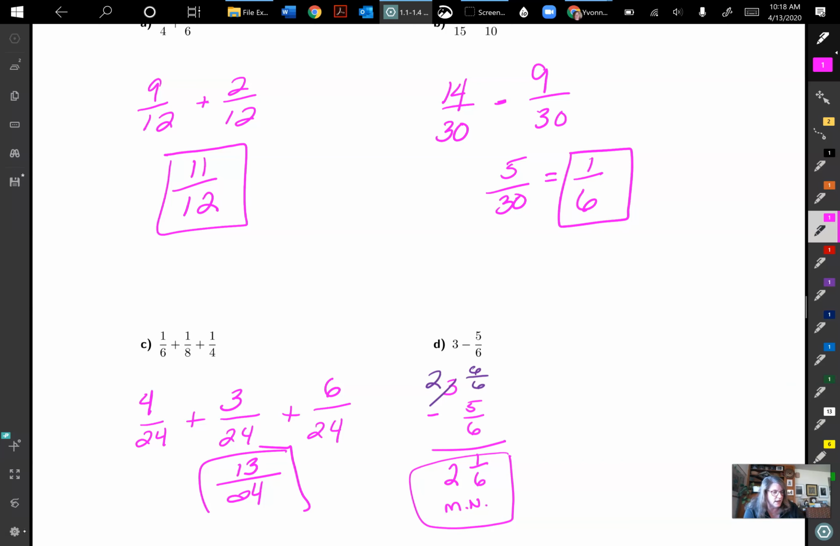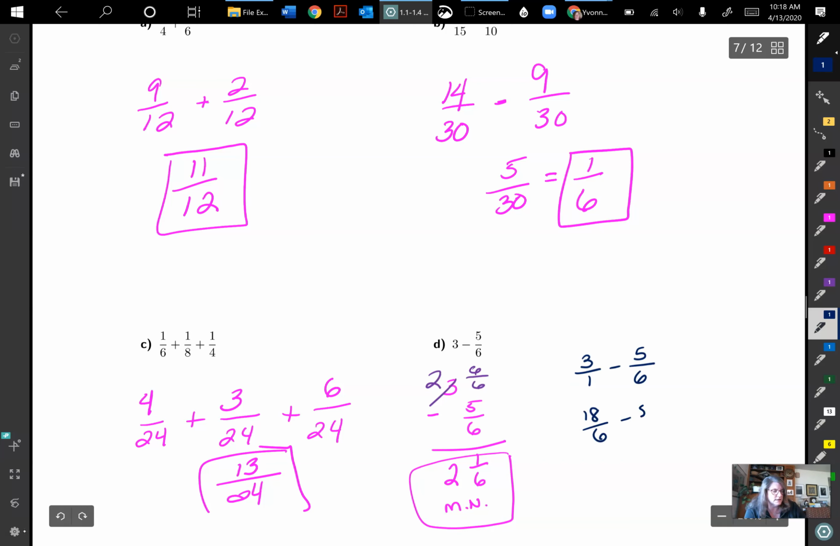We could also do it as improper fractions. So we could do it as writing it as 3/1 minus 5/6. And then 3/1 could be written as 18/6 minus 5/6. And then I would have 13/6. And if I converted that to a mixed number, I would have the same answer. I'll just do that quickly over here. 6 into 13, we would have 2 times 6 is 12. Remainder of 1 gives me 2 and 1/6.